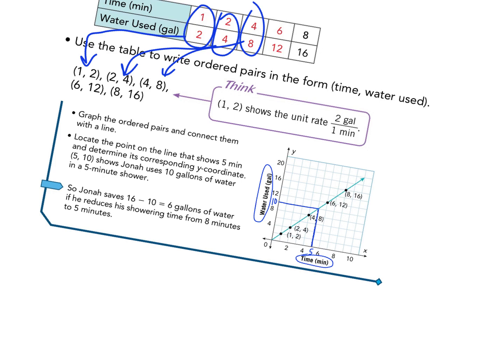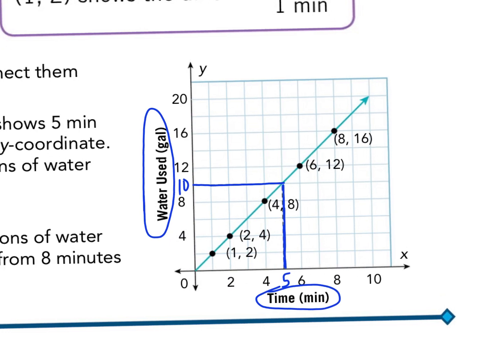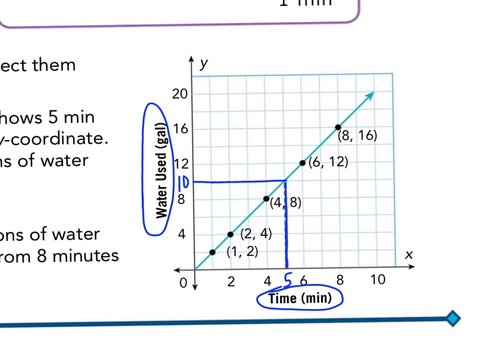One thing to make sure of is if you are ever asked to draw a graph of your own, you need to make sure you have labels on the x-axis and the y-axis, or label the axes, they might say. Okay, they might also ask you to make a title. So the title could just be water use for a shower or something like that.